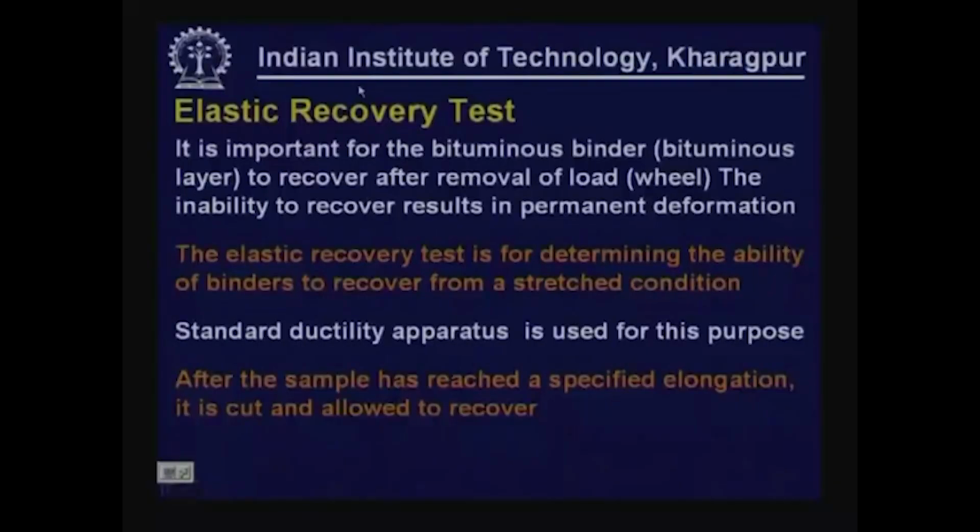We talked about two different tests. One is the elastic recovery test, which we specifically conduct for modified bitumens, and the other is the separation test. We will first start with the elastic recovery test.